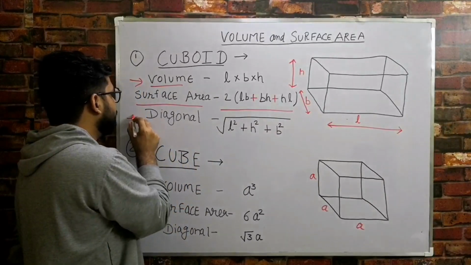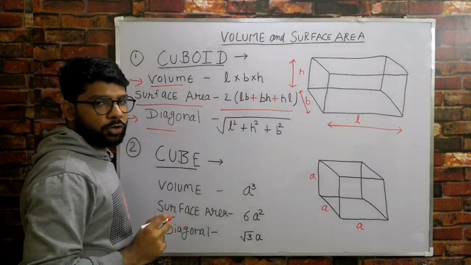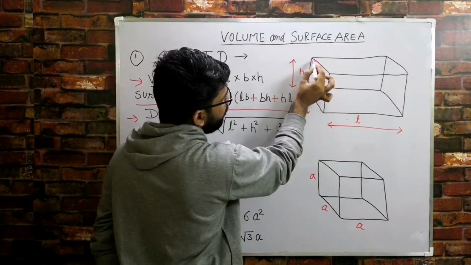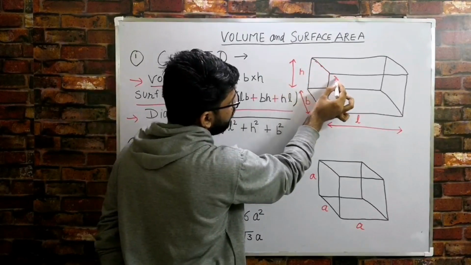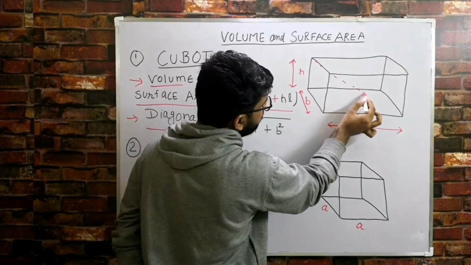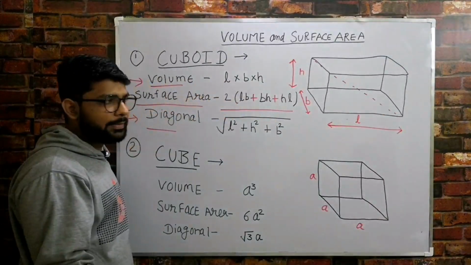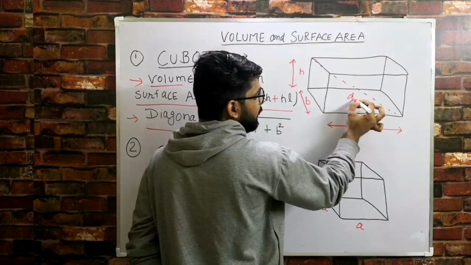Now come to the diagonal. What is the diagonal? Here the diagonal is not represented. So I can say the diagonal of the cuboid can start from here and go till here. This dotted line represents the diagonal. I can represent the diagonal by D.